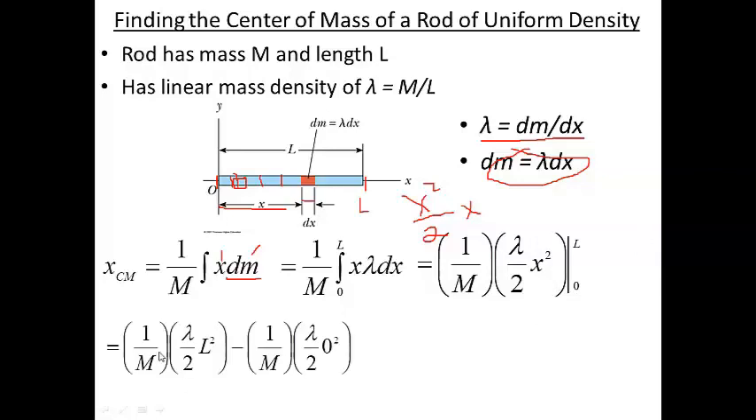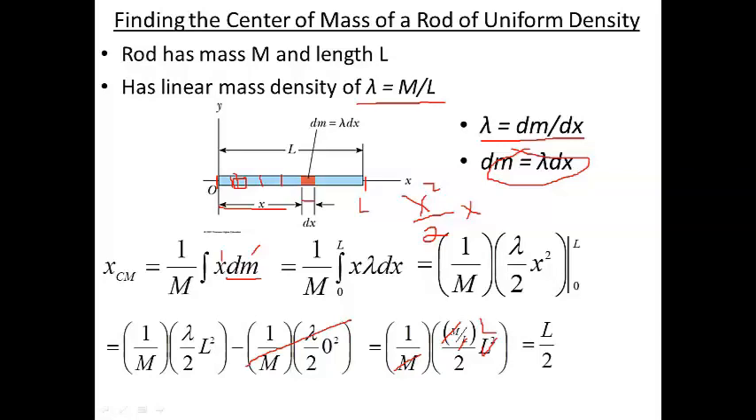So you'll have 1 over M lambda over 2 L squared minus 1 over M lambda over 2 0 squared. Obviously this term will just go away because it's 0. And then you'll end up with 1 over M lambda over 2 L squared. I plugged in M over L for lambda because that's what we knew from the very beginning of the problem. Now some stuff will cancel out very nicely, so this M and this M cancel out, and this L will cancel out with one of the L squareds, so you'll end up with L over 2. And that's how you use the calculus version of the center of mass.